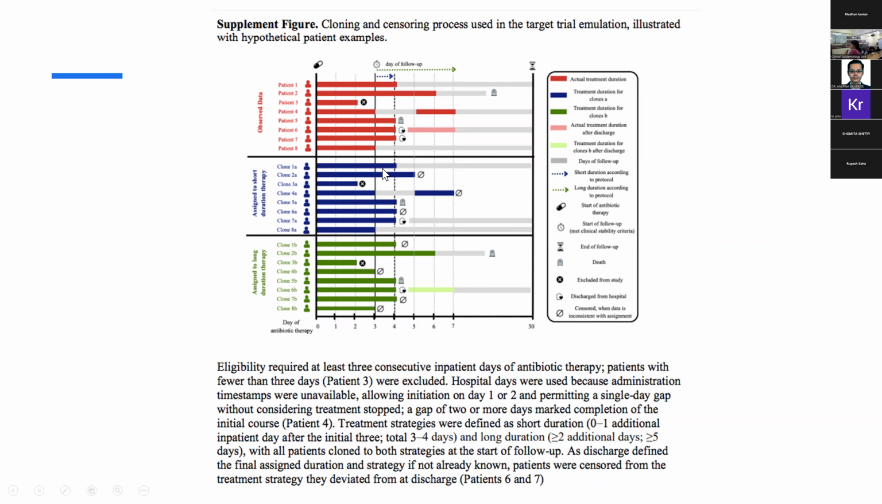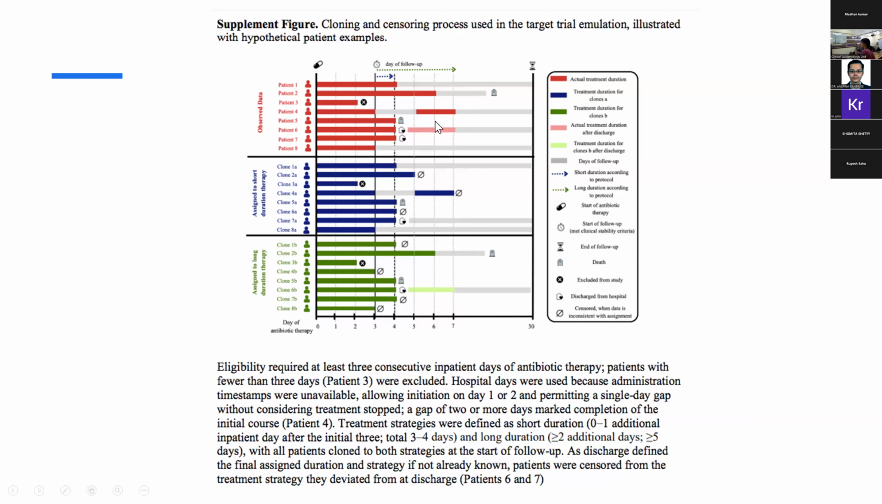Okay. So what do they do? For patient 1, this is day 3, this is day 4. Beyond day 4, clone A ideally should not exist. The first patient took antibiotics till day 4 of therapy. So it is a short course, and you have to censor the long course clone. So you have censored 1B. At this point, clone A has finished their treatment and you're going to follow them up at 30 days for their outcome.